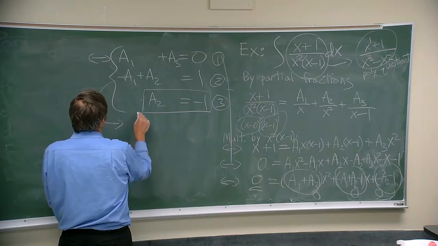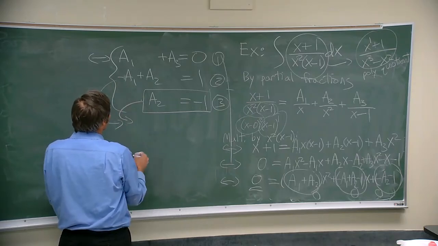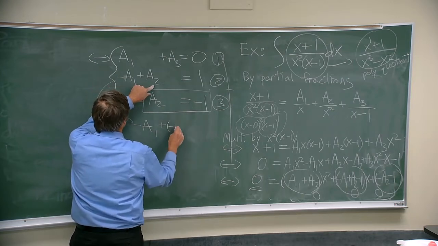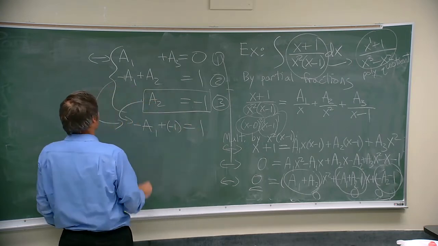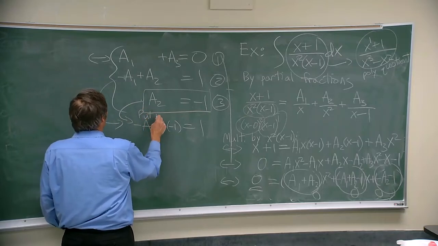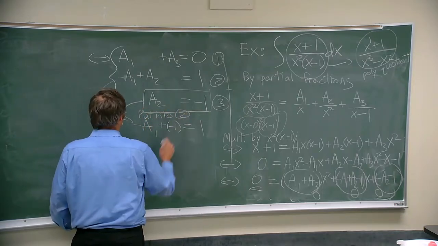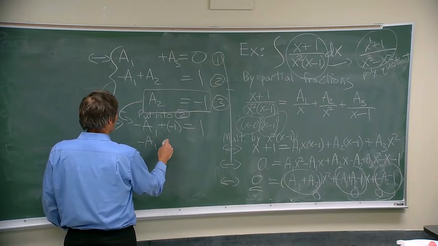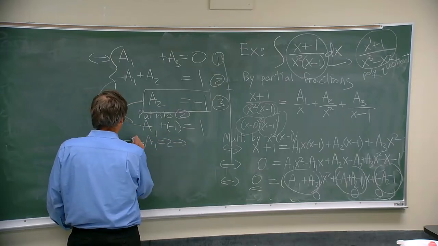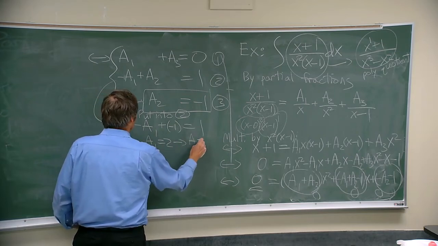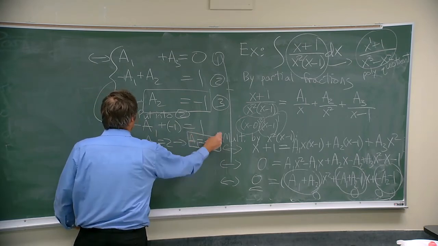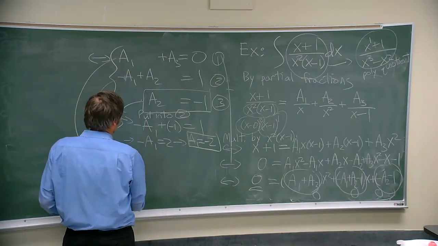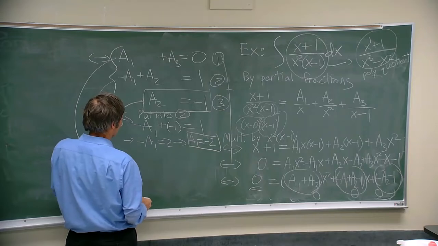This one, we're lucky. We already have A2 is minus 1. So actually, we can start our back substitution right away. If we know A2 is minus 1, we can just put it into equation 2. And say minus A1 plus A2 is minus A1 minus 1 equals 1. So we put this into equation 2, and it gives me this, which says what? Minus A1 equals 2. A1 must be negative 2.